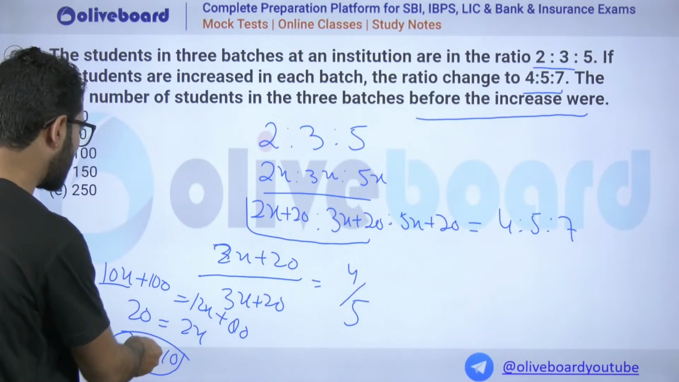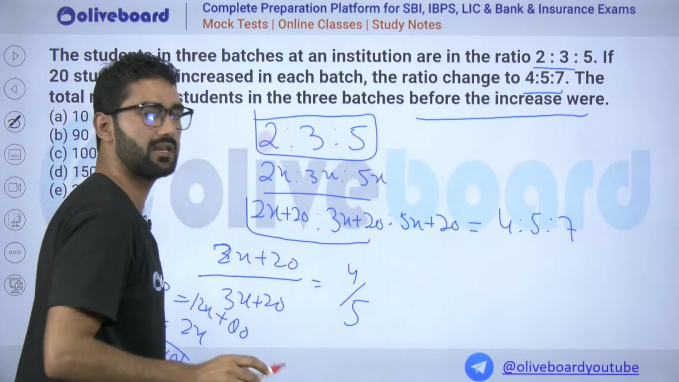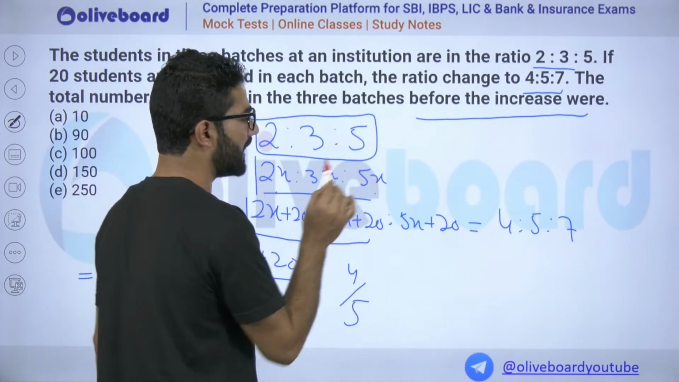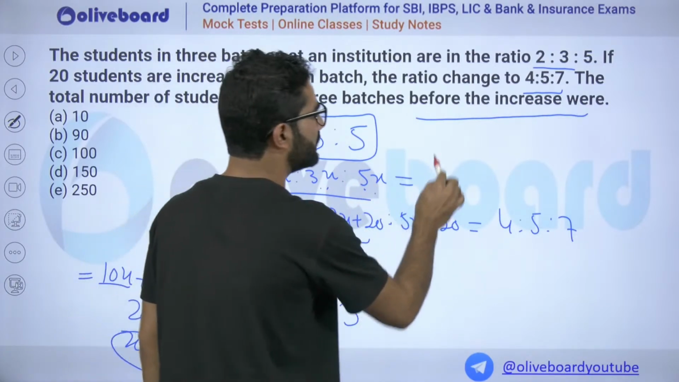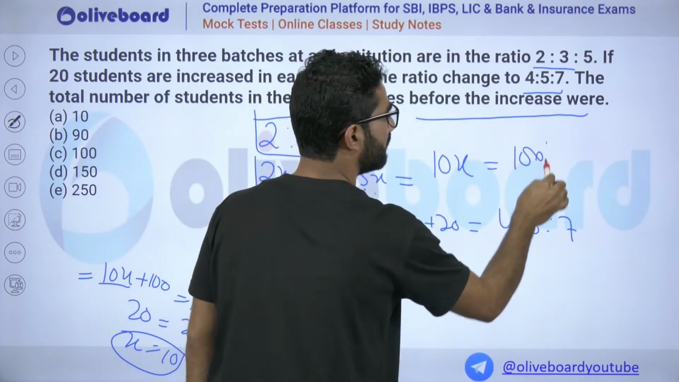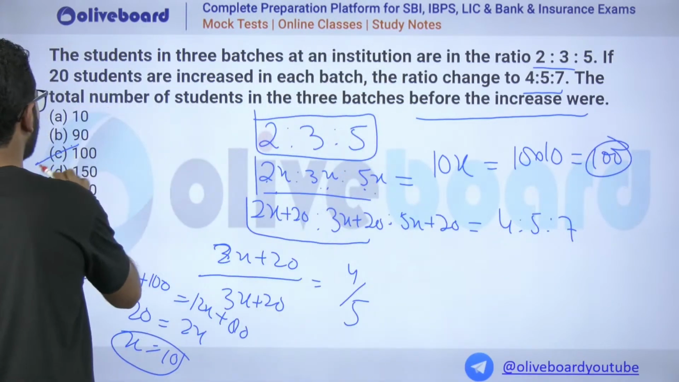Okay, so if you got the value of x as 10, this was the first initial condition before increasing. So how much? It was like 2x, 3x and 5x. That will be 2x plus 3x plus 5x, total was 10x. So 10x we calculated, 10 multiplied with 10, we got the number of students as 100. So this was the before increase, it was option C.